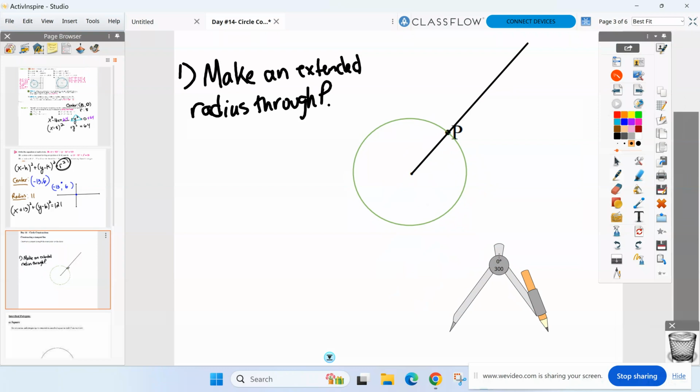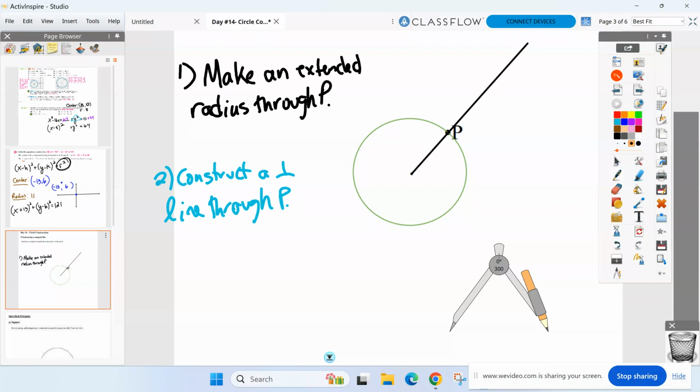So here's what we're going to construct. We've done it already in the past. I don't know when, it's been forever, but we've done this. We are going to make a perpendicular line to the radius, going through point P. A perpendicular line going through P and perpendicular to the radius. So we're going to construct a perpendicular line through P. And that's all I'm going to put for the steps.